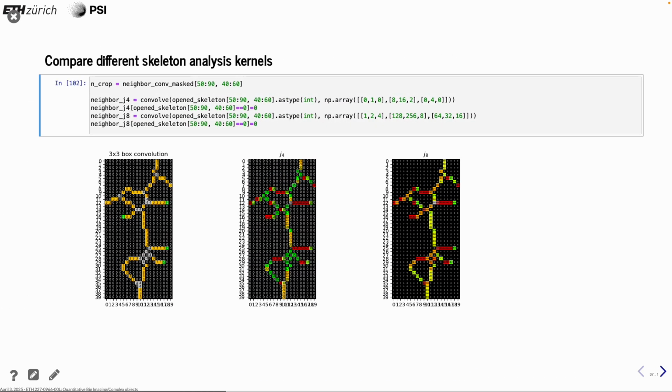And you can see that the 3x3 box makes a simpler junction analysis, but if you want the more complicated, you see that you have more values available in these different regions. So what you use is up to the application you are analyzing.